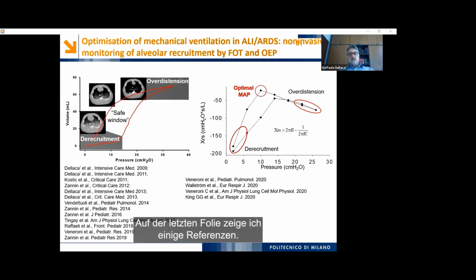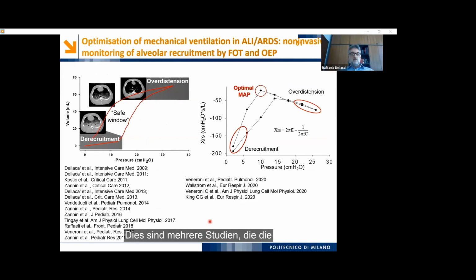As a last slide, I'm leaving some references. These are several studies that are supporting the concepts that we discussed during this talk.